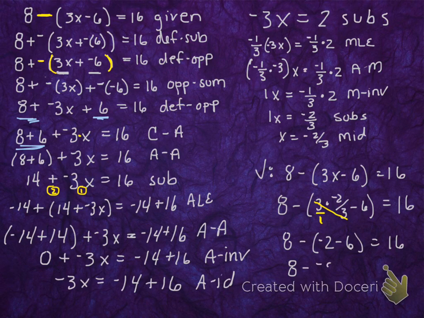This would give us a negative 8 inside those parentheses. And then 8 minus negative 8, hopefully you can see you could change to adding the opposite. And you get 16 is equal to 16. And we love getting the same thing on both sides because that tells us that our solution is correct.